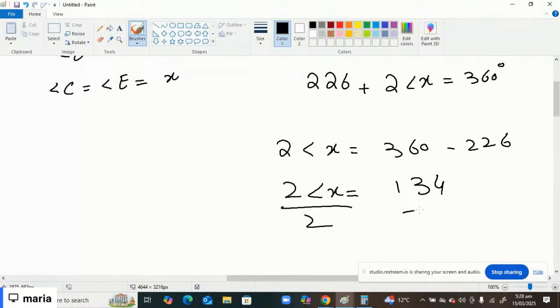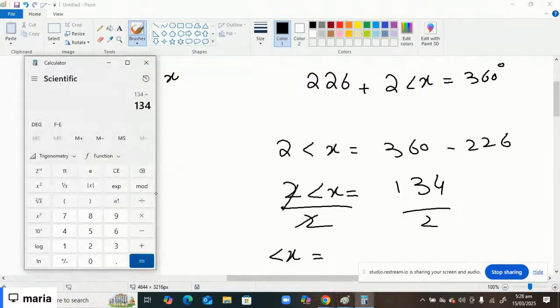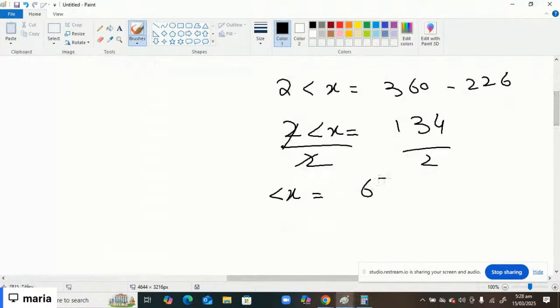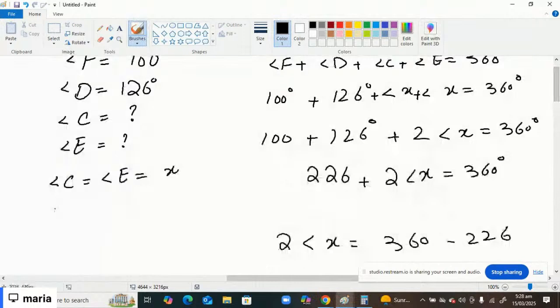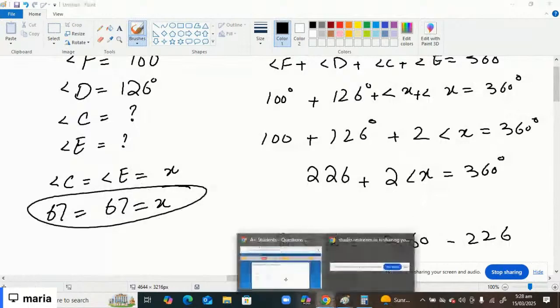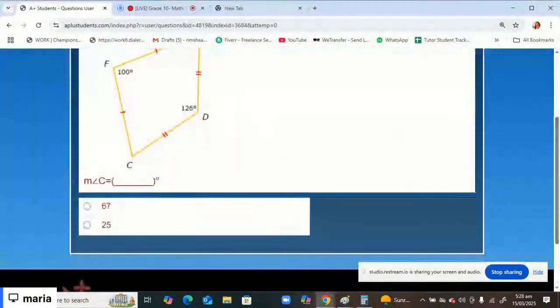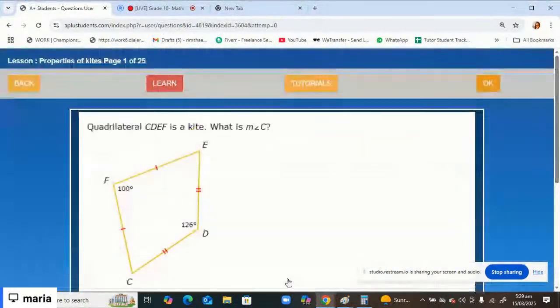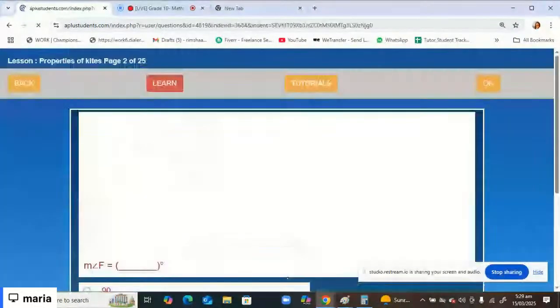Now let's divide both sides by 2. This should cancel, and angle X is 134 divided by 2. That is 67. So it means that angle C is 67, angle E is 67. These are equal to F. Okay. So let's check, is there any answer for 67? Yeah, it's here. So let's go with it. Yes, this is the right answer.